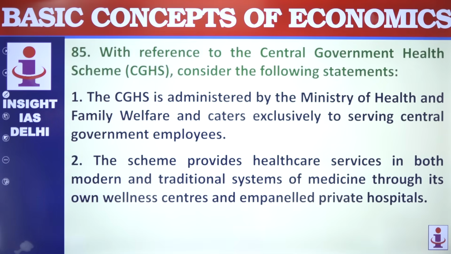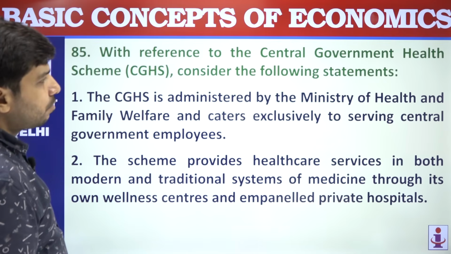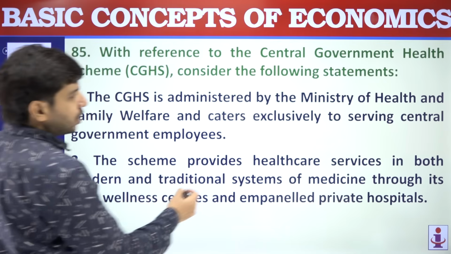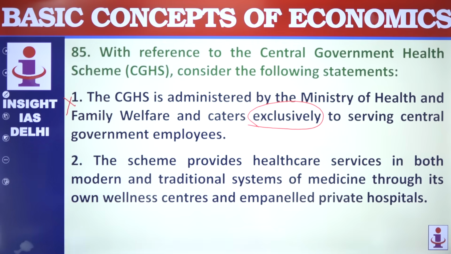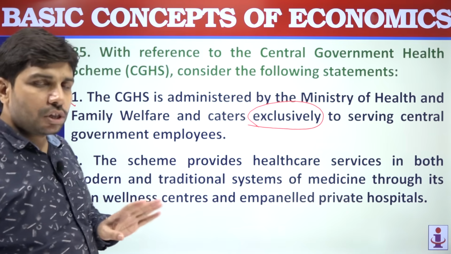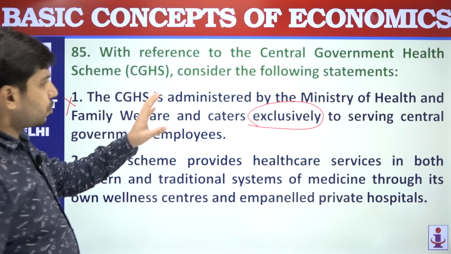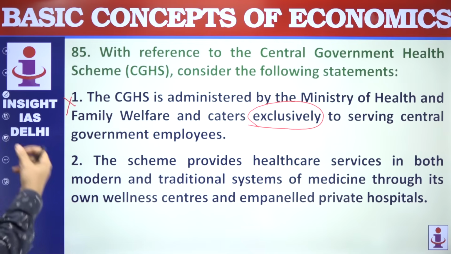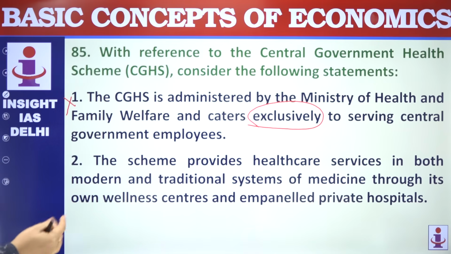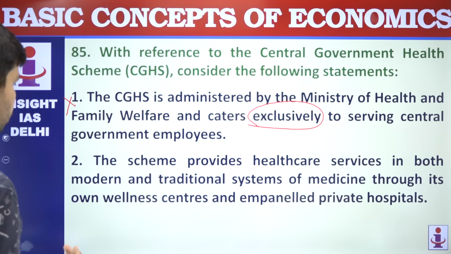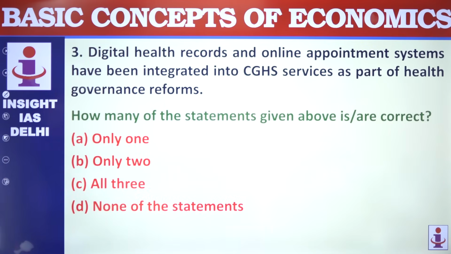Then the Central Government Health Scheme, administered by the Ministry of Health and Family Welfare, caters exclusively to serving central government employees. This is not always true. CGHS is about all the 4 pillars of democracy, so it is not exclusively for serving central government employees. Some senior judges and some senior journalists are also covered under it if they fulfill certain criteria. The scheme provides healthcare services in both modern and traditional systems. Yes, this statement seems correct. As part of health, yes, this is also correct. Integrating digital health records. Only 2 are correct.